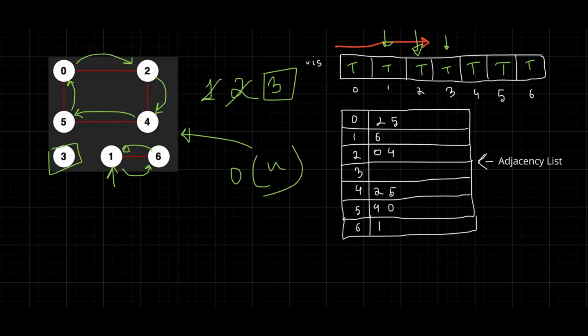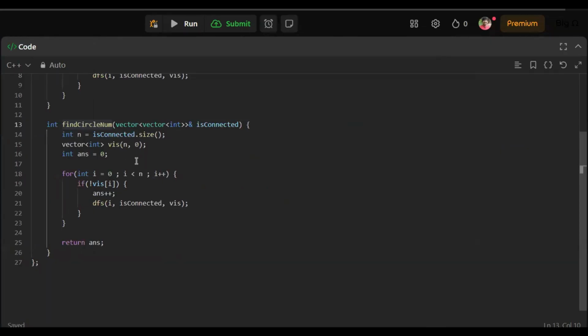I hope you understood the algorithm. Now let's move on to the code. In this problem, the code is pretty simple. At first, we are given a function named isConnected. Now we are calculating the size n, which is the size of this isConnected, and initializing the visited array with false. Now the answer will be initialized with 0. For each of the nodes, if the current node is not visited, we have to increment the answer and call the DFS function with the current node.